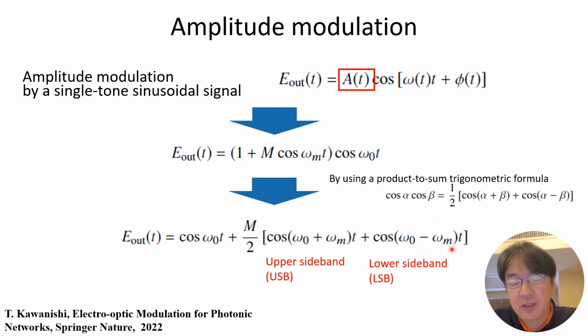The frequency is smaller than this one. So through amplitude modulation, we have three spectral components. The first one, we call it the carrier component. The frequency is same as the optical input, but we get the frequency shifted components, upper sideband and lower sideband.